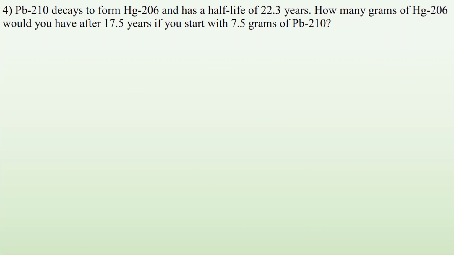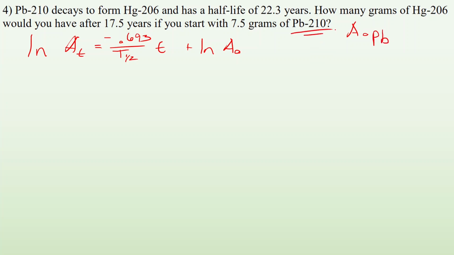Number 4, lead 210 decays to form mercury 206 and has a half-life of 22.3 years. How many grams of Hg206 would you have after 17.5 years if you started with 7.5 grams of Pb210? All right, so this one is a little tricky. So let's start with the equation. Natural log of At equals negative 0.693 over T1 half times T plus the natural log of A0. So remember, the A0 that we're talking about is for lead 210. So let's keep that straight and you'll see why.